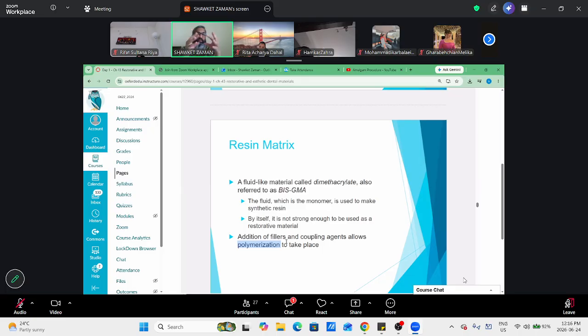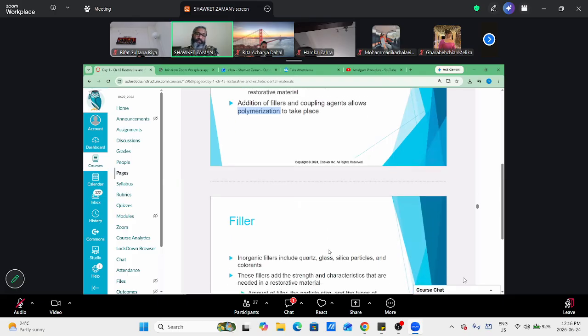But when we mix them or when we give them the light, they start to react to each other, to come together and make a strong bond. That is actually called polymerization. So the addition of fillers and the coupling agents allows these types of reactions, or polymerization reactions, to take place.